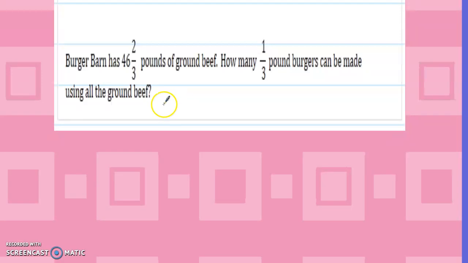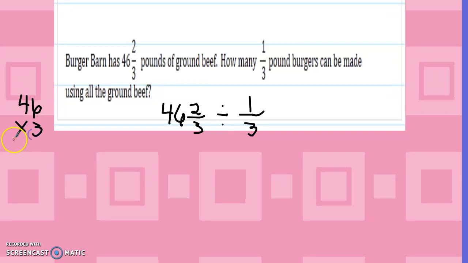All right, well, our total is the dividend. It's going to go on the left, divided by the divisor, the amount you're dividing by. Well, 46 2/3 is a mixed number. I have to make it mad. So I'm going to do 46 times 3. 3 times 6 is 18. 3 times 4 is 12, plus 1 is 13. 138 plus 2 will get me 140 over 3.